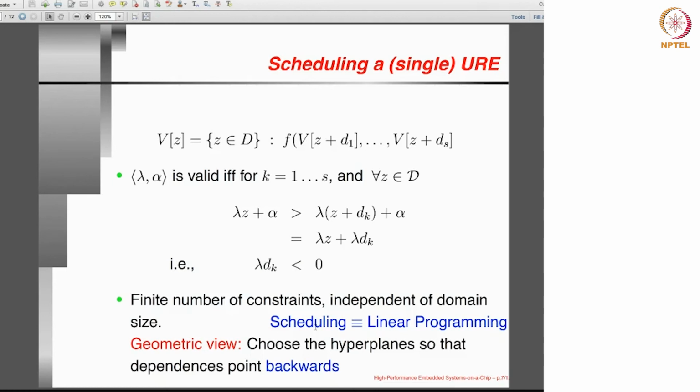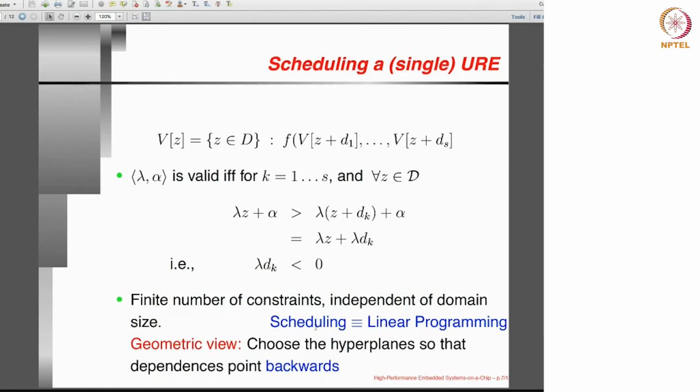So now I say lambda plus the constant alpha is a valid schedule if and only if for each of the dependencies and for all points in the domain, the timestamp of every consumer is strictly greater than the timestamp of the producer.